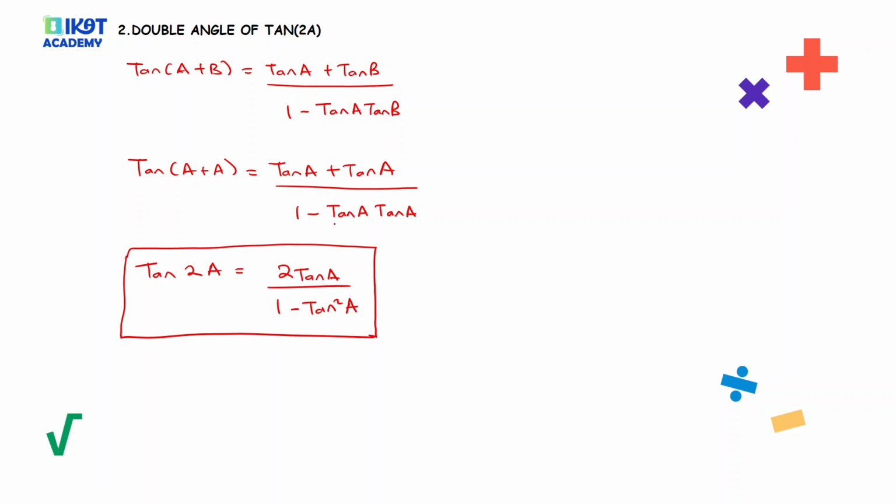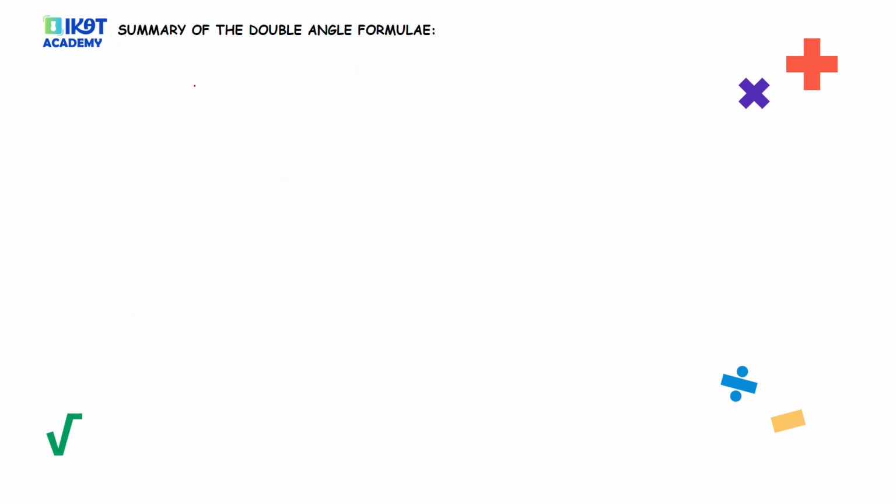So now let's move on. Now the summary of the double angle formulae. So the first one we saw for cos 2A is equal to cos squared A minus sine squared A.